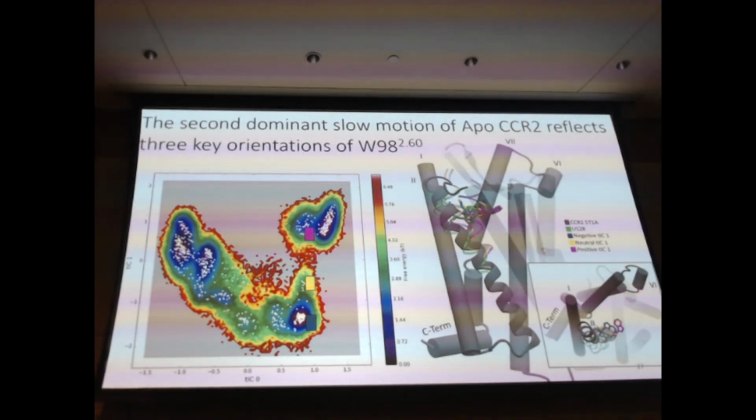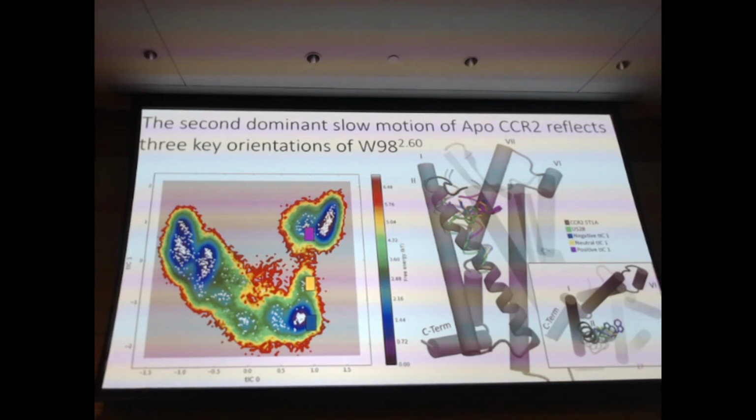The second dominant slow motion that we looked at for ApoCCR2 is also exclusively one residue, the tryptophan 2.60, that assumes these three distinct positions. So here in gray is the crystal structure, and then I compare it again to the active structure US28, and then blue and yellow are these kind of intermediate states, and the magenta here is the most extreme conformation that sticks way into the pocket.